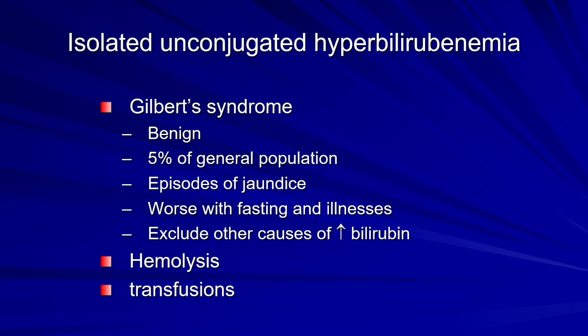The second example is hemolysis, in which you break down large numbers of red cells and you generate a lot of heme, and therefore you generate a lot of unconjugated bilirubin. Transfusions also can cause unconjugated hyperbilirubinemia by the same mechanism. With unconjugated hyperbilirubinemia, you are not expected to have tea-colored urine, as unconjugated bilirubin is not water-soluble and is bound to albumin.